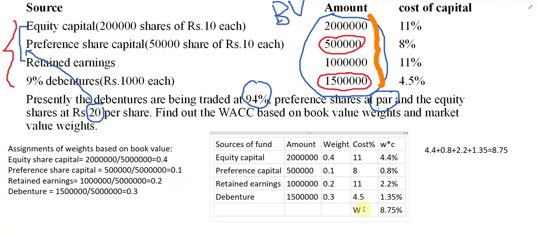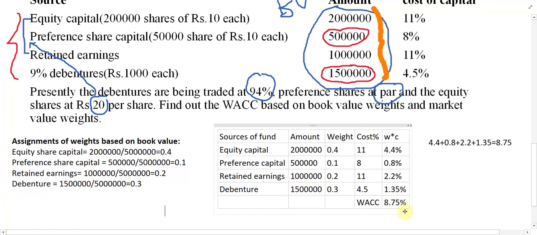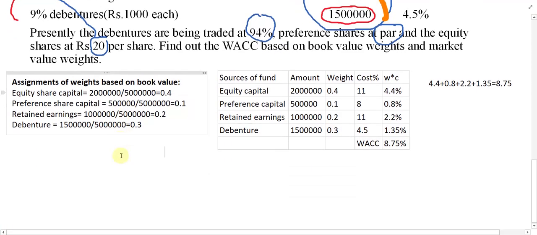Weighted average cost of capital. So in this example, weighted average cost of capital based on book value is equal to how many percentage? 11.75%. Now let us calculate the assignments of weight based on the market value.